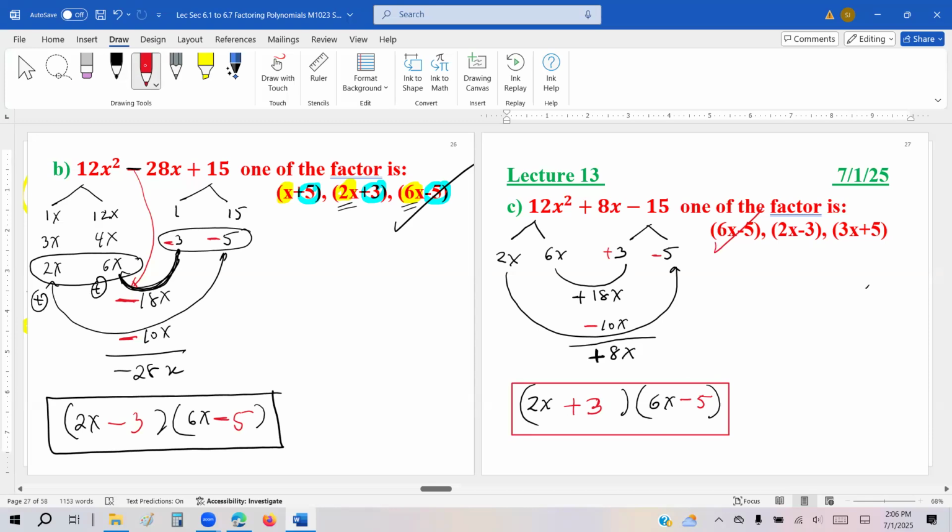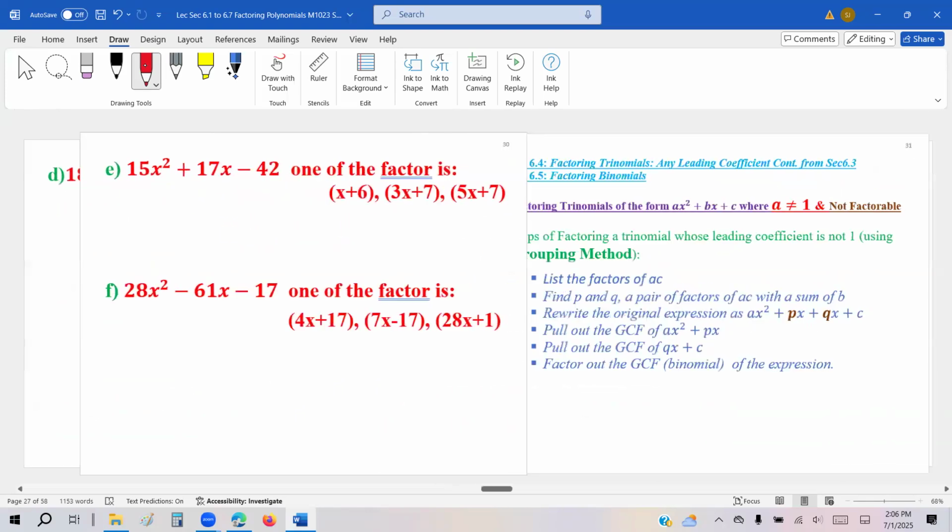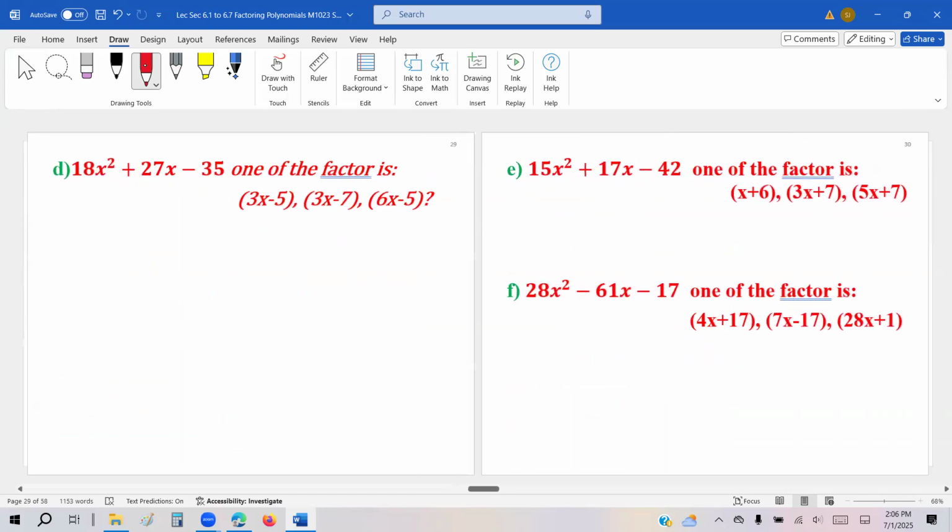Who needs help? Who is confused? Anybody? Nobody is confused? Okay, then we have 1, 2, 3. Let me put all of them together.